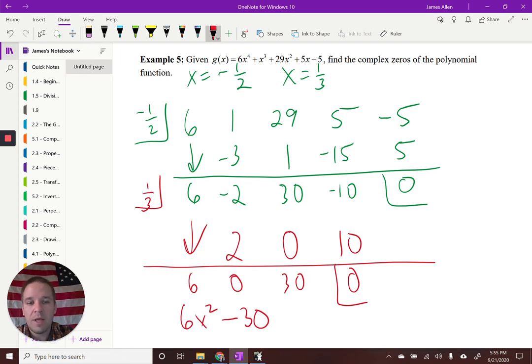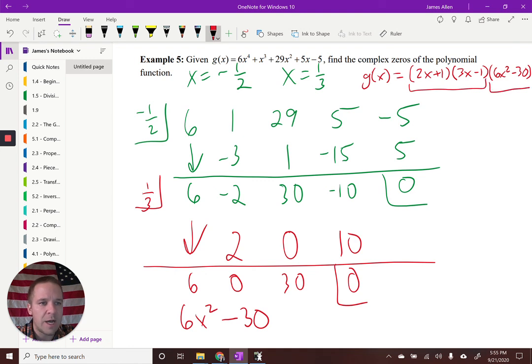All right, and I want to point out that our function that we're dealing with right now is still the same. The negative 1/2 would be 2x plus 1 as a factor. The 1/3 would be 3x minus 1 as a factor. And then we have this 6x squared minus 30, right? This is still the function. It's not like this is gone right here. We're just focusing on that part now to figure out the complex zeros, the imaginary solutions that we're going to have. So what can I do with this quadratic?